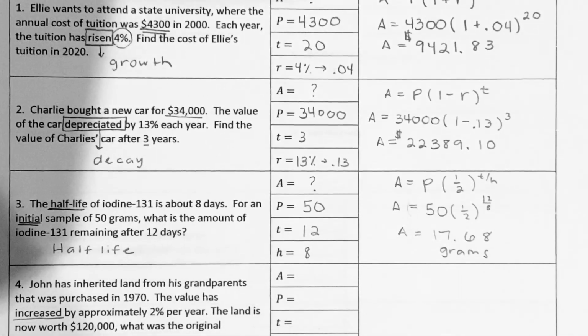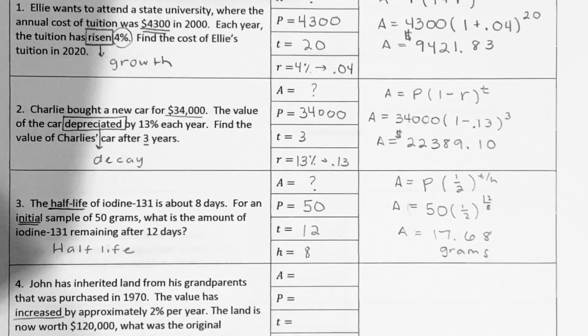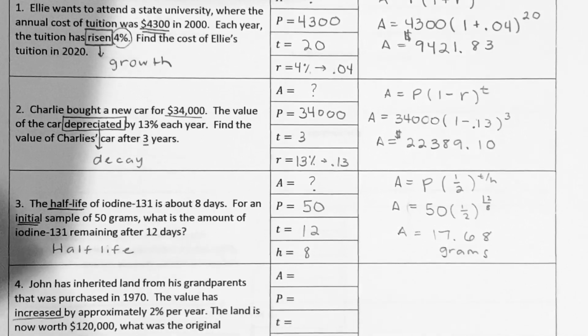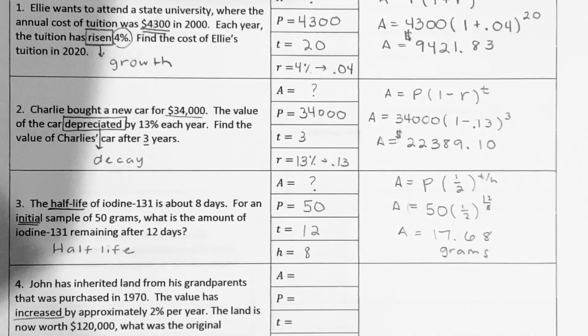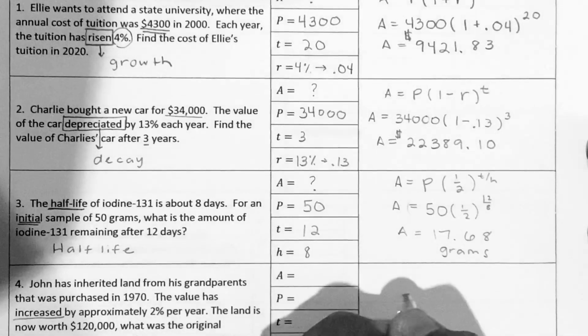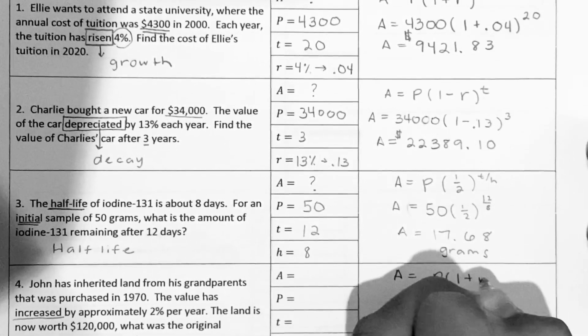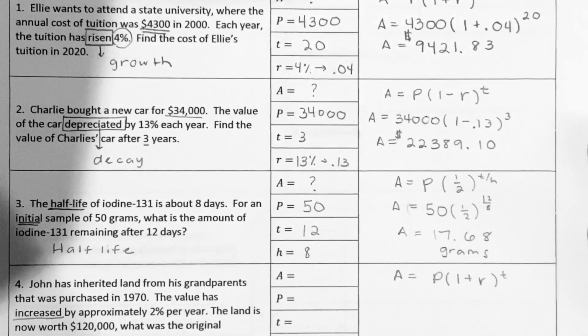Approximately 2% per year. The land is now worth $120,000. What was the original amount? So this problem is slightly different, but we're going to be using the same formula. This is growth because it says it's increasing. Usually the value of land, hopefully, goes up. The value of houses and land and things like that go up. Cars are unfortunately depreciating. So this is our growth: A equals P(1 plus R) raised to the T.